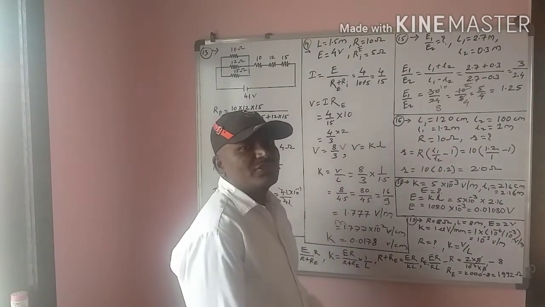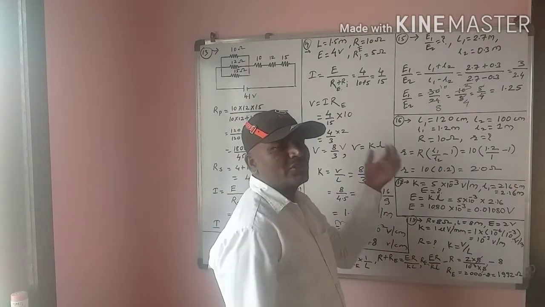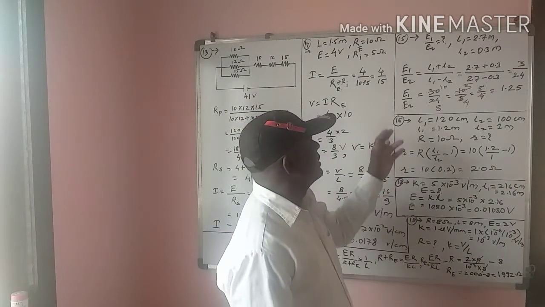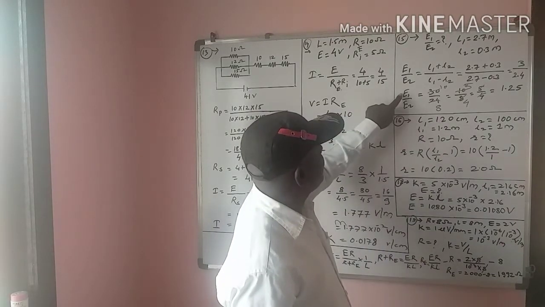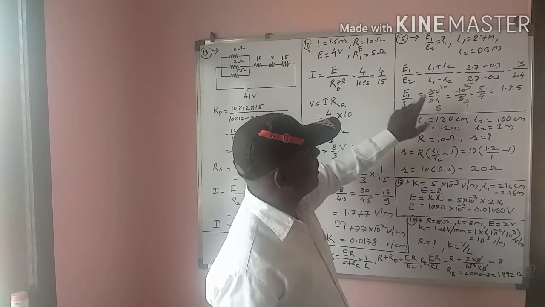And here there is no unit because that ratio is the same physical quantity, so it is a pure number, and the comparison of these two cells is 1.25.